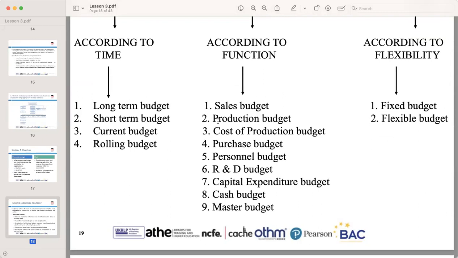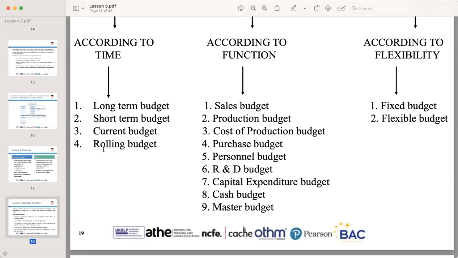So then it comes to budgets according to flexibility, fixed budget, and flexible budgets. So here, long-term budget covers an extended period, typically beyond 1 year, and short-term budget covers a short period, most often 1 year or less. Then current budget is prepared for the current or upcoming fiscal year. Rolling budget is continuously updated by adding a new budget period as the current one expires.